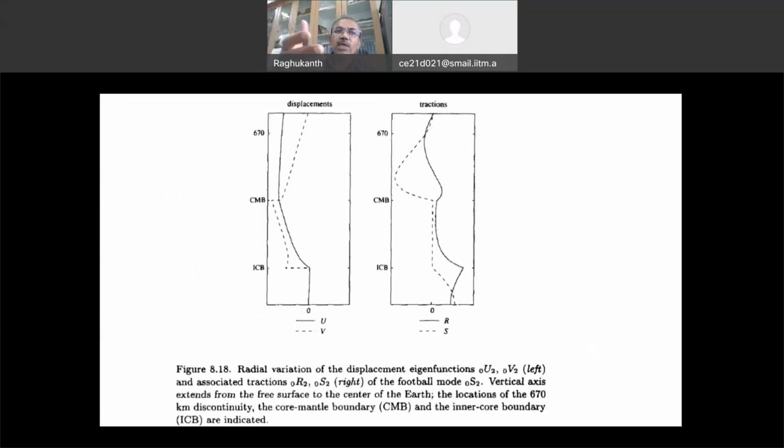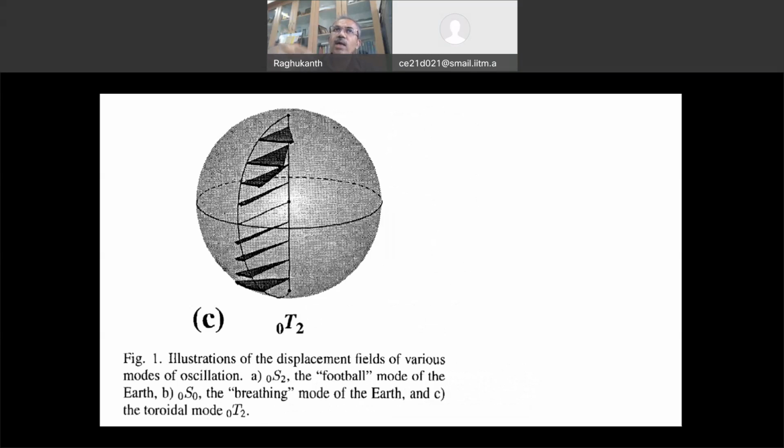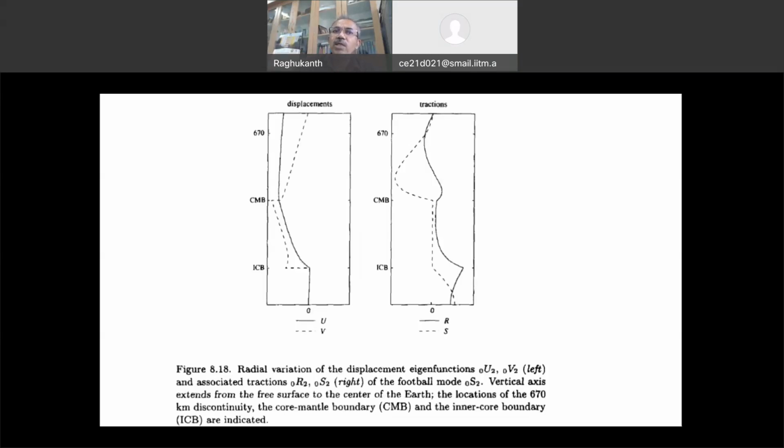And this is the radial variation of the displacement eigenfunctions. On the surface we are showing the modes, but you can also find the displacements, like 0U2. Here U is the vertical and V is the horizontal displacement. They look like this, and of course these are the traction vectors, the shear stresses basically. So this is 0U2 and 0V2 plotted here, and this is for 0R2 and 0S2, that's the tractions.